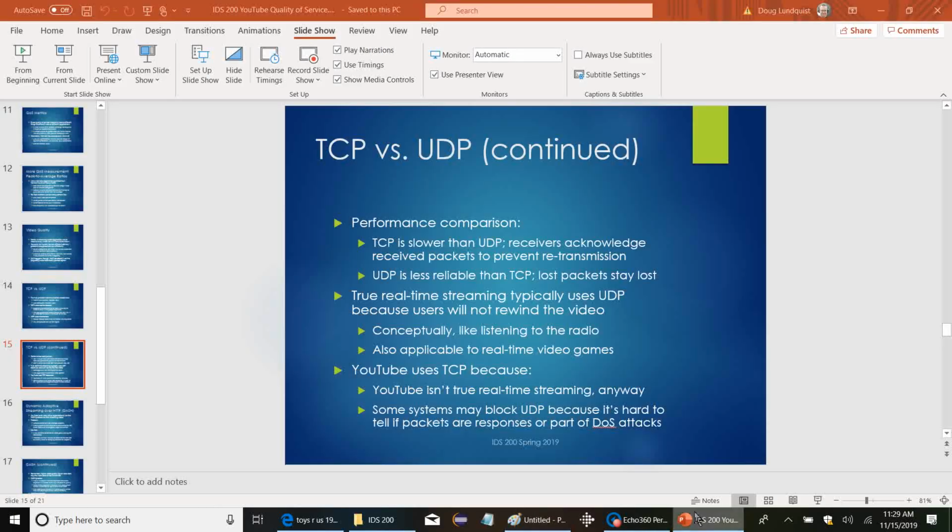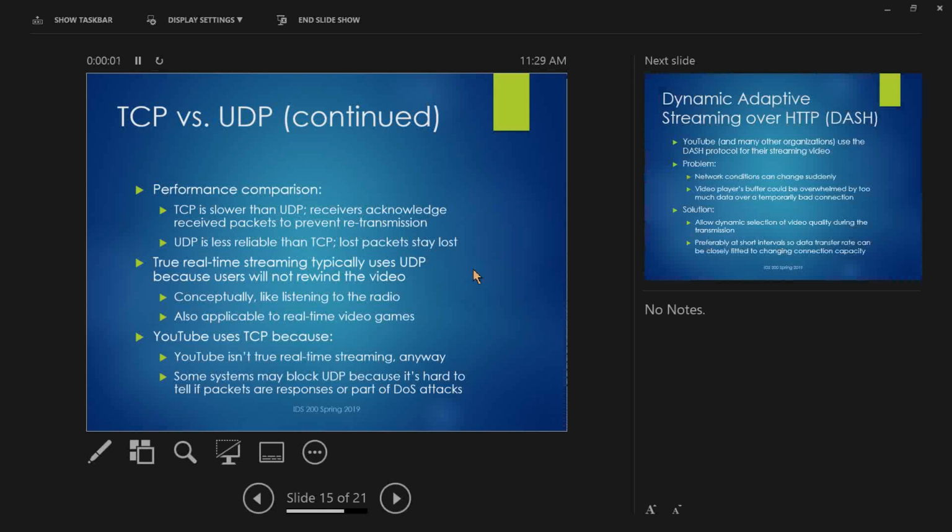Because of that, TCP is going to be a little slower than UDP. Receivers acknowledge received packets to prevent retransmission. On the other hand, UDP, remember, is fire and forget. There's no guarantees about retransmission built into the protocol. So UDP is less reliable than TCP. Any packets that get lost in transmission are going to stay lost. They're not going to come back.